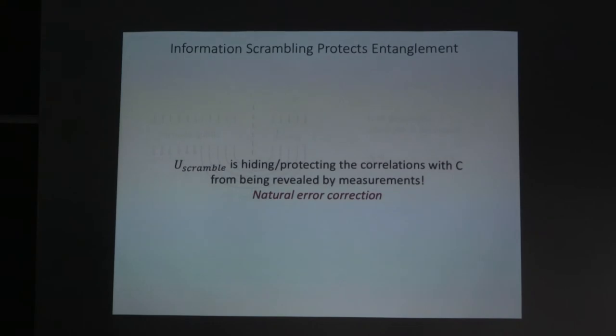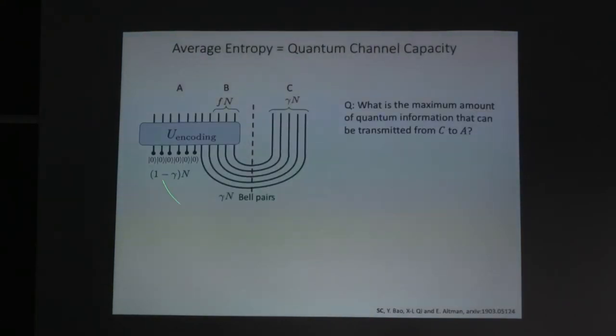We can take this connection to natural error correction to the next level more seriously. It is the same diagram, but I renamed U as U encoding, and I changed the question. What is the maximum number of coherent quantum bits that can be transmitted from C to A in these settings? This question is the defining statement of the so-called quantum channel capacity.